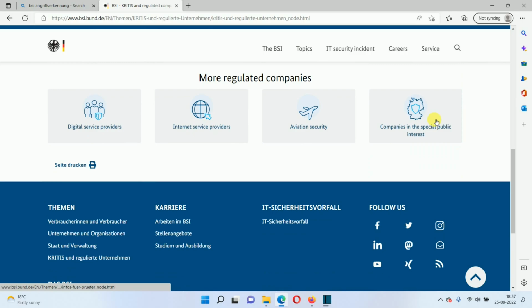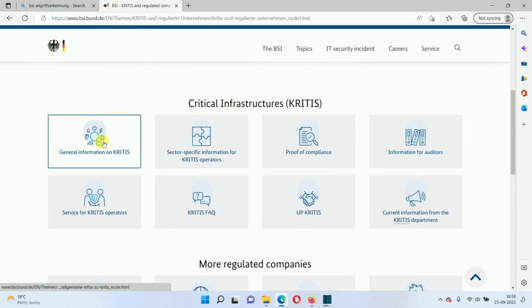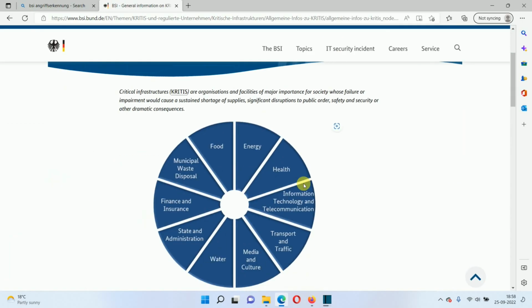Here I should be able to find the photo also. Yes. So you see the critical infrastructure comprises energy, health, information technology, transport, media, water, state and administration, finance, municipal waste disposal and food. These are the sectors which are most critical. And of course, there will be some companies, let's say I take the example of health, there could be some companies who are very small, but they are still dealing in the health industry.